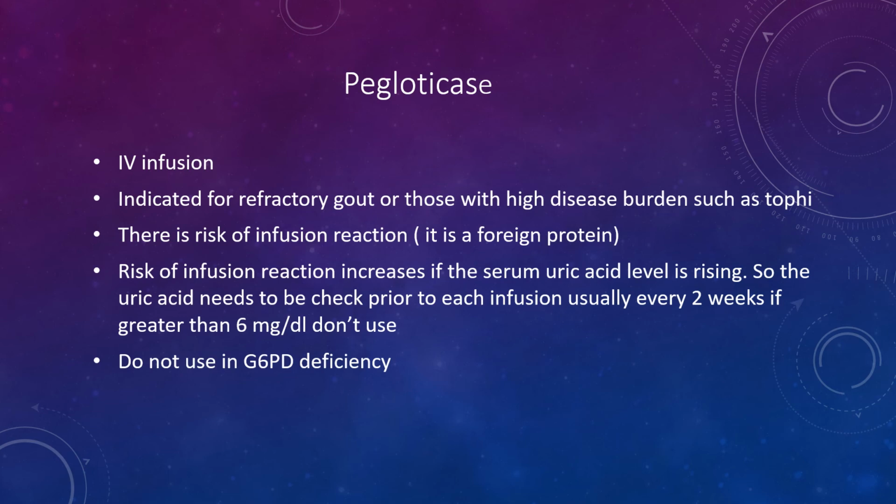Because it is a foreign protein, there's a risk of infusion reaction. The risk of infusion reaction increases if the serum uric acid is rising. So we check the uric acid prior to each infusion. If it's above 6 milligrams per deciliter, we don't use it. We're not to use it in glucose-6-phosphate dehydrogenase deficiency because it can result in hemolytic anemia.